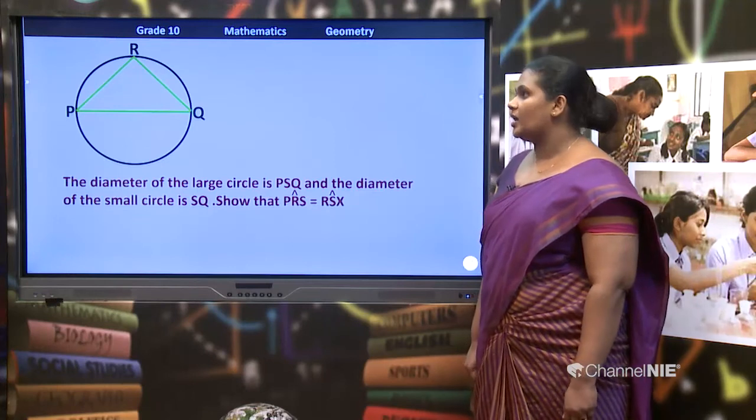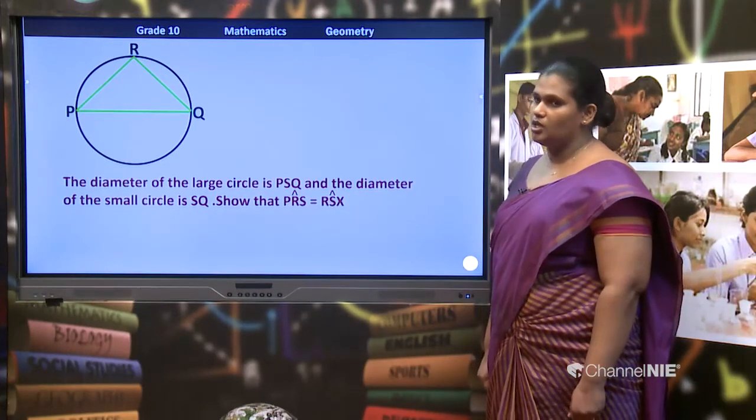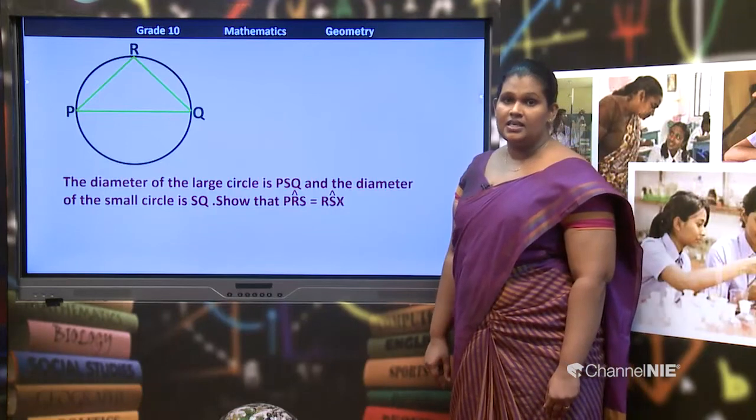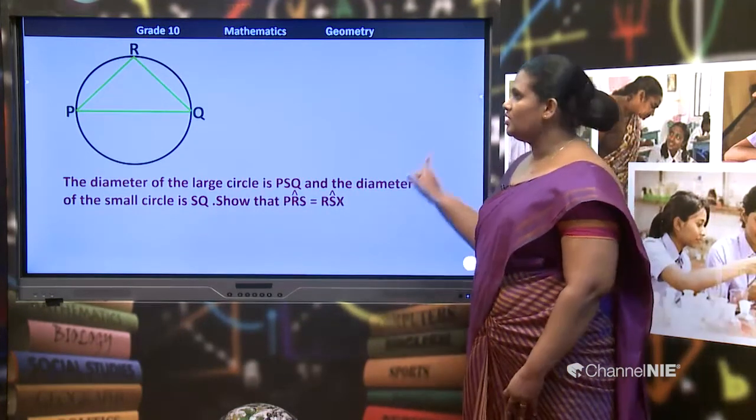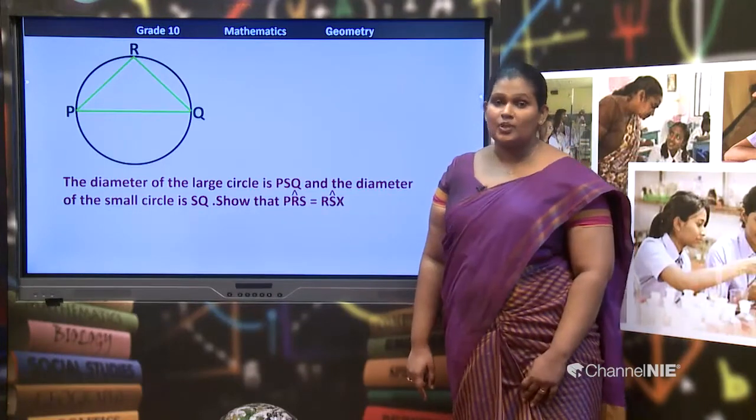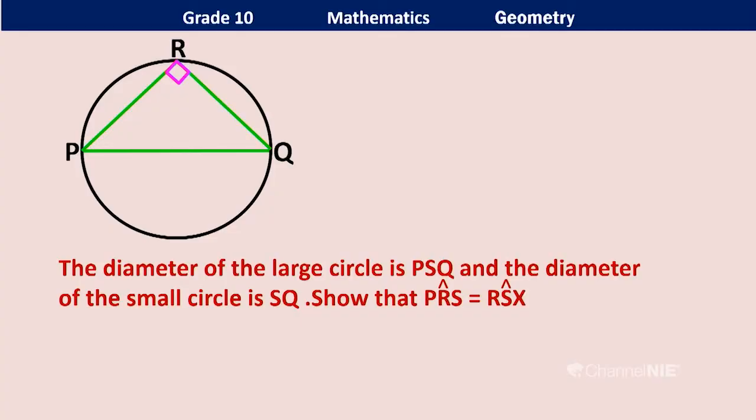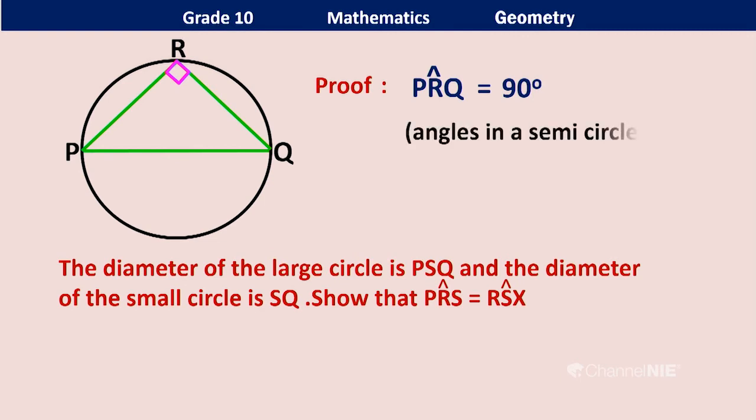Therefore, we can say angle PRQ is an angle in a semicircle. Previously we have learned that the magnitude of the angle in a semicircle is equal to 90 degrees. So, we can use that knowledge here to prove. We can write the proof as angle PRQ is equal to 90 degrees. We have to write the reason: angles in a semicircle.